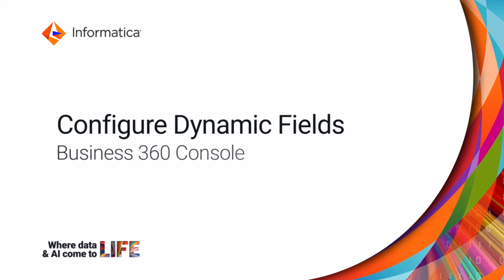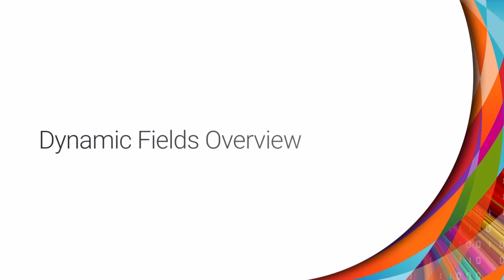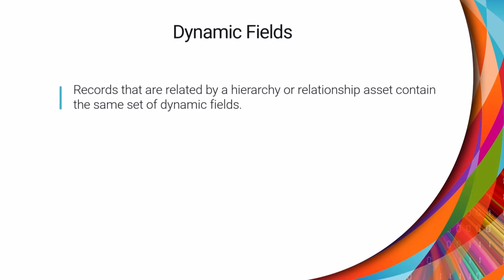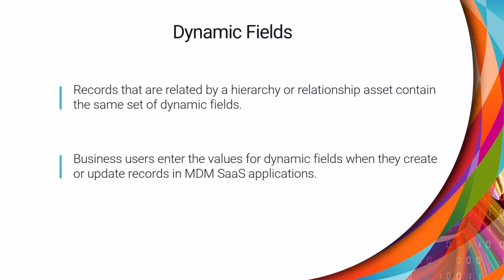In this video, we'll show you how to configure dynamic fields in Business 360 Console. Configure dynamic fields when you want a set of fields to vary across the records in a business entity. Records that are related by a hierarchy or relationship asset contain the same set of dynamic fields. When business users create or update records in MDM SaaS applications, they enter the value for each dynamic field.